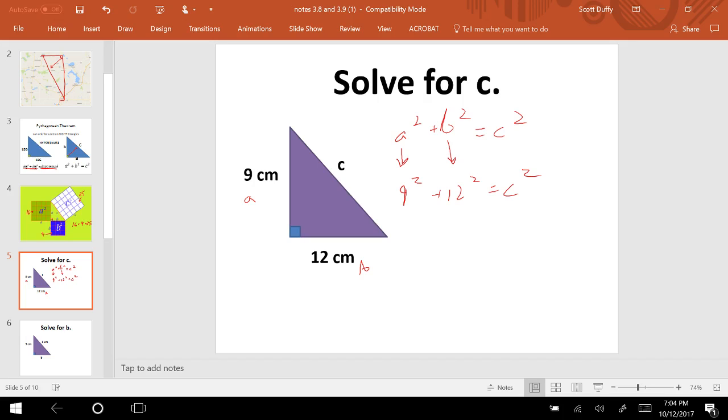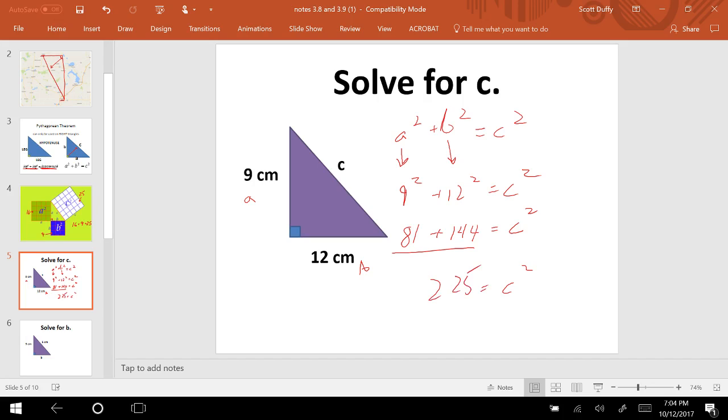Now 9 squared is 81. Always simplify the squares first. 12 squared is 144. That still equals C squared. Simplify this by adding 81 and 144, and you get 225.